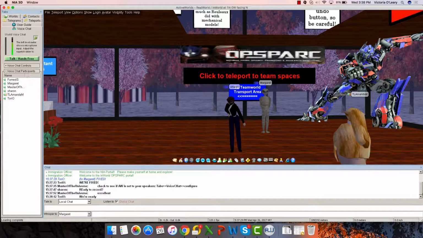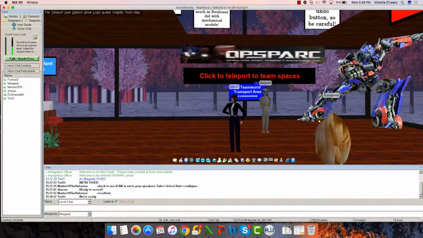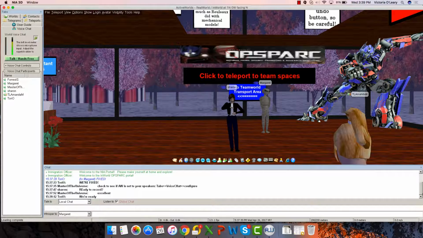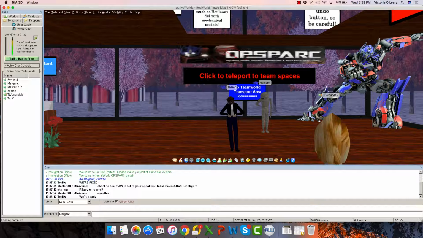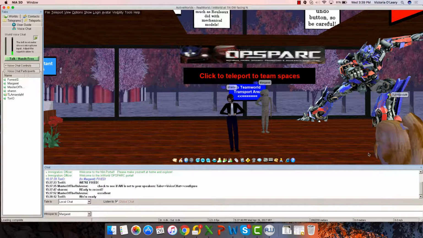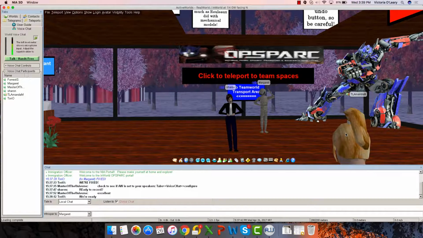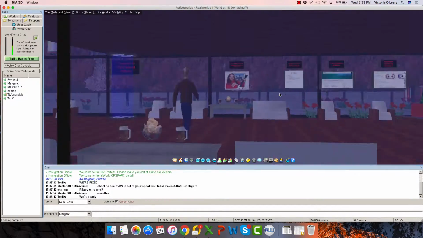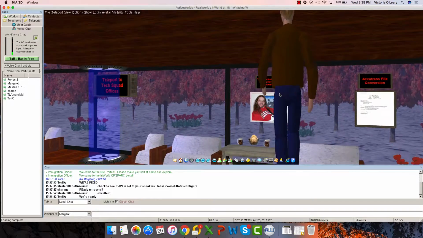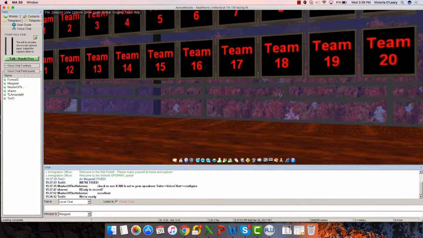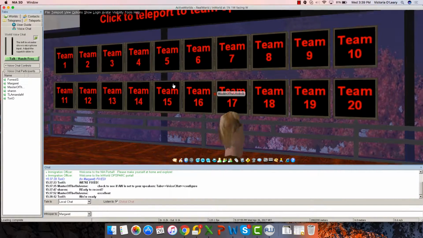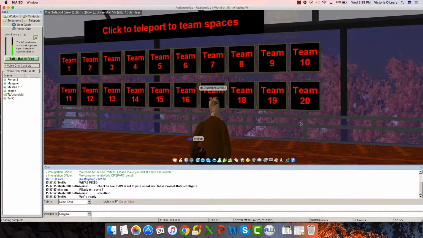Sure, yes. So I'm Amanda, and I am the lead for Team 20, and I will be leading you to our world. So I believe you just click on the Team World Transport area, the blue box right in front of us, right underneath the OPSPARC sign, and it will take us to where we can transport to our world. I'm standing right in front of you if you can't see it.